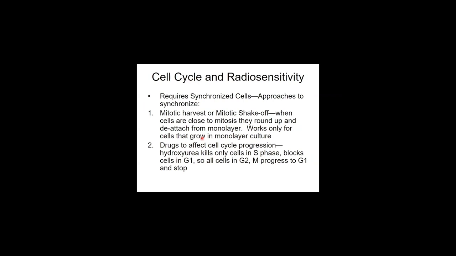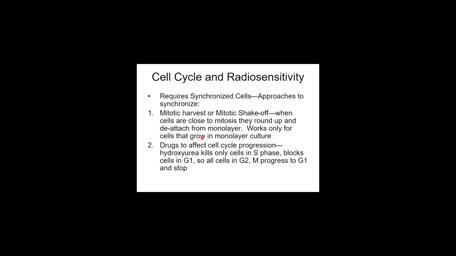have the cells growing on a plate. And as they get ready to go through M phase, they round up and come off the bottom of the plate. So if you tap the plate at that point in time and pour off the cells that fall off, those are cells in M phase. Everything else that's left are cells that are cycling, but not in M phase, or maybe somewhere in G0 phase. But this mitotic shake-off, where you shake off the cells that are in M phase, is a common approach to be able to synchronize. It does only work for those cells that grow in a monolayer culture. It wouldn't work for anything else.